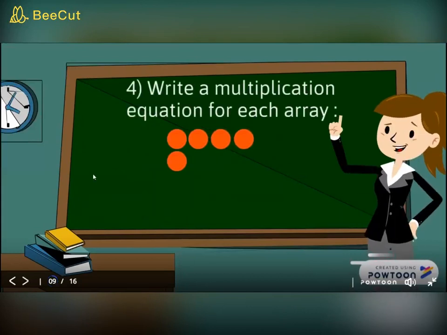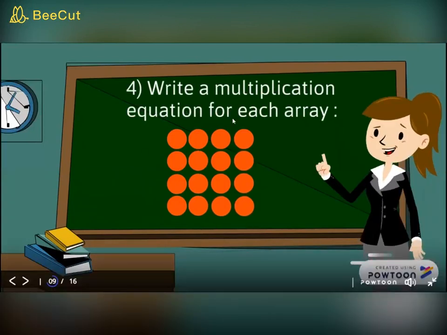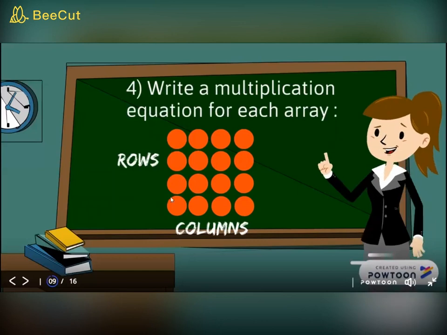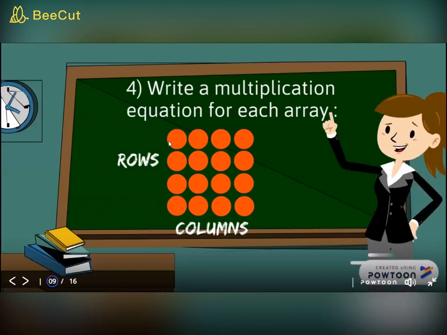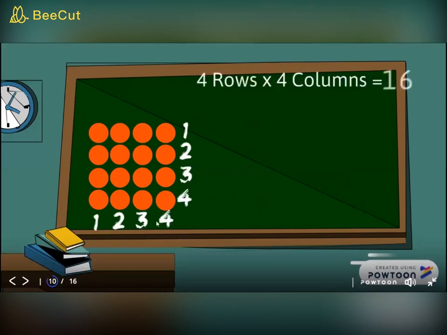Problem number 4. Also write a multiplication equation for each array. This red array we have here. How many rows and how many columns? I will count with you. 1, 2, 3, 4 rows. And how many columns? 1, 2, 3, 4 also. The number of the rows here equals the number of the columns. Let's check our answer. 1, 2, 3, 4. 1, 2, 3, 4. 4 rows and 4 columns.